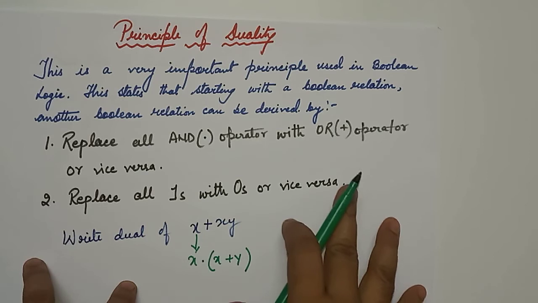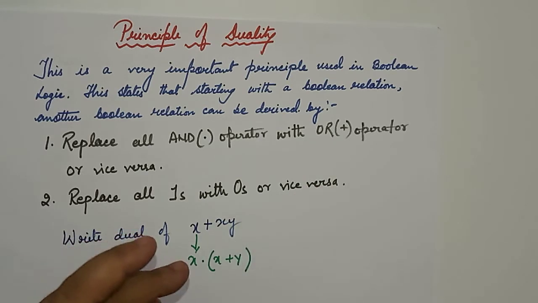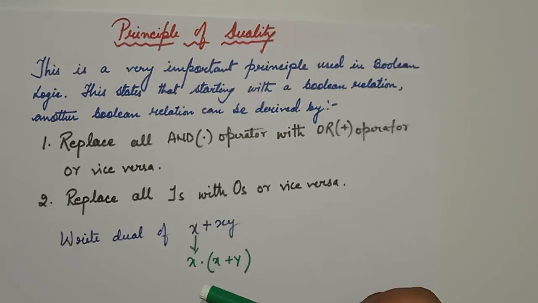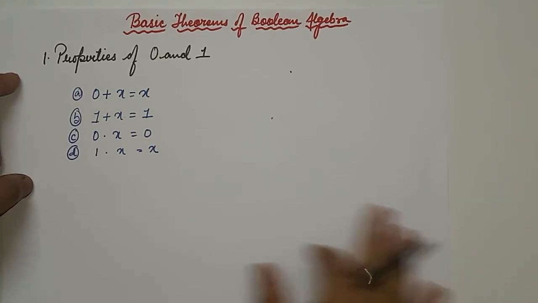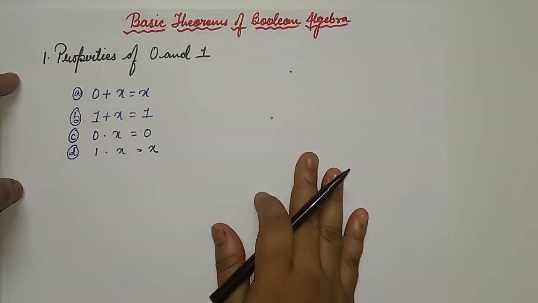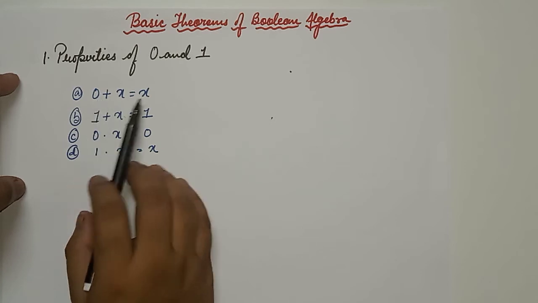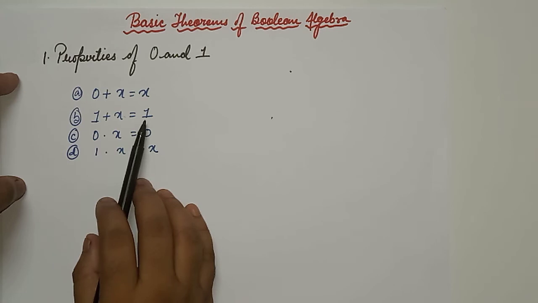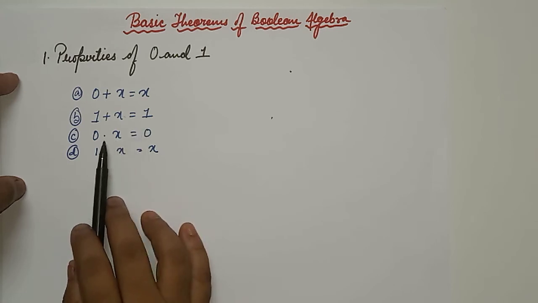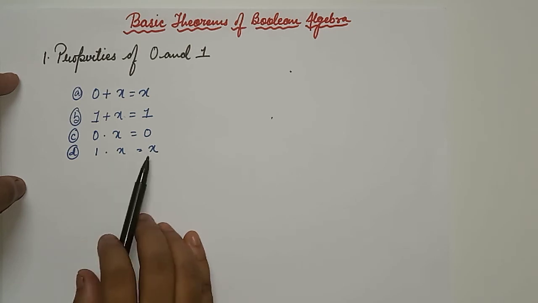This principle of duality we are going to apply in the Boolean algebra theorems. So let's start with the theorems of the Boolean algebra. Basic theorems of Boolean algebra. The first theorem is properties of 0 and 1. What it states is that if any variable is added with 0, the result is x. If any variable is added with 1, the result is 1. At the same time, if any variable is multiplied with 0, the result is 0. If any variable is multiplied with 1, the result is x only.